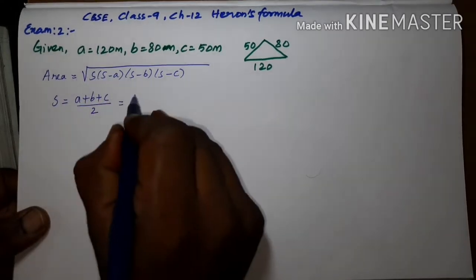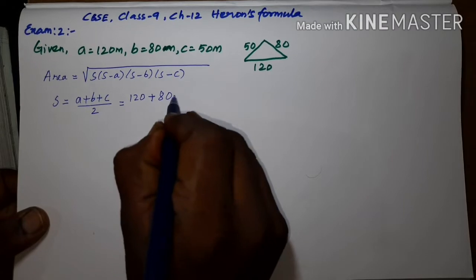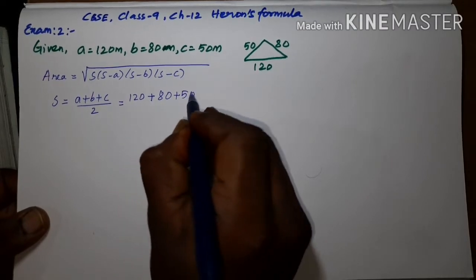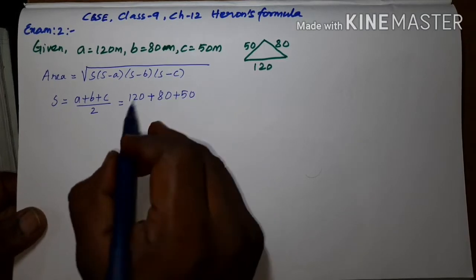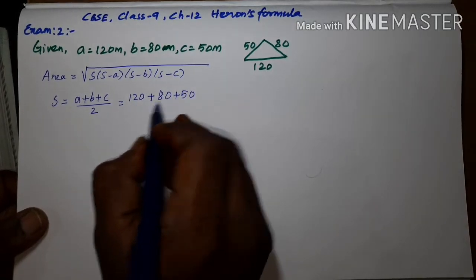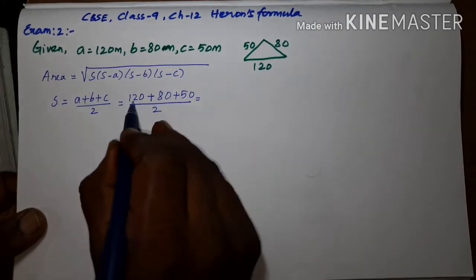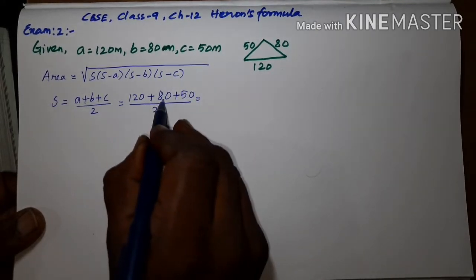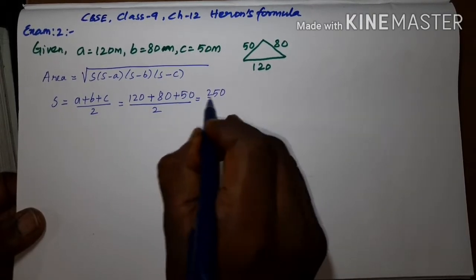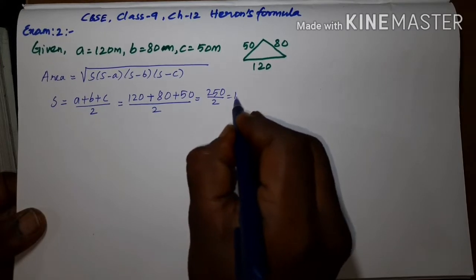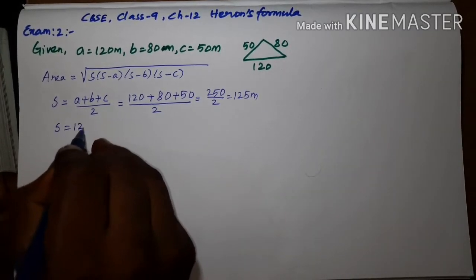And I know that A is equal to 120, B is equal to 80 and C is equal to 50. All are in the same unit, so that is why I didn't write any unit here. If I add all the values and divide by 2, you can add these values here. 120 plus 80 is 200, 200 plus 50 is 250, so 250 divided by 2 is equal to 125 meter. So now I know that S is equal to 125 meter.